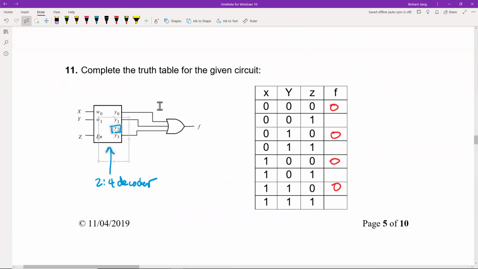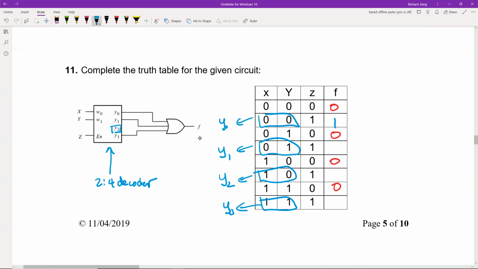Everything else would be zeros. So it'd be 1 ORed with two zeros. The answer is still going to be 1. So 1 goes there. So really we're looking at this, this, this, and this. This is saying that Y3 should be asserted. This is saying that Y2 should be asserted. This is saying Y1 should be asserted. This is saying Y0 should be asserted.